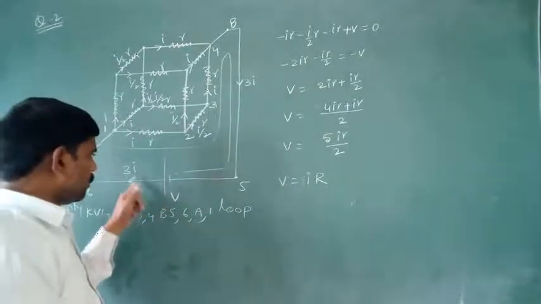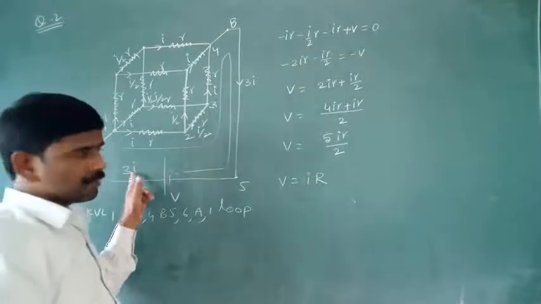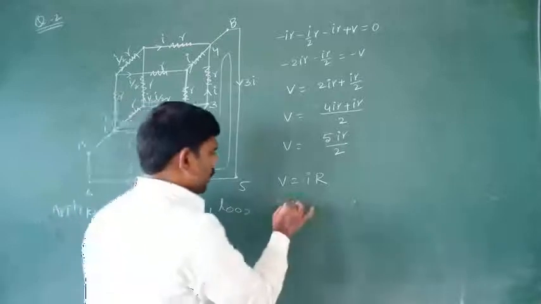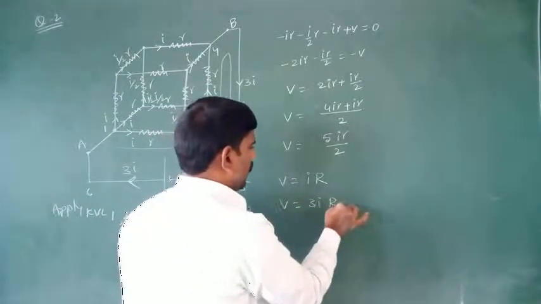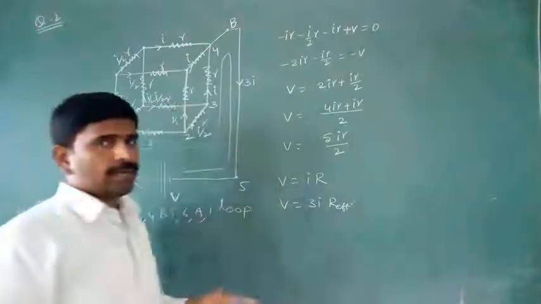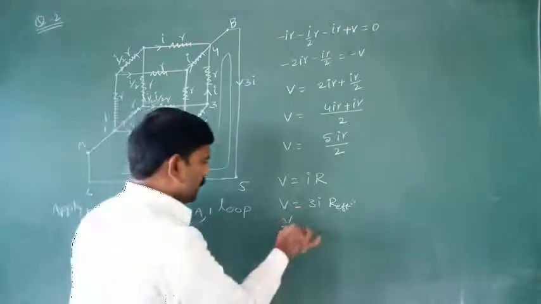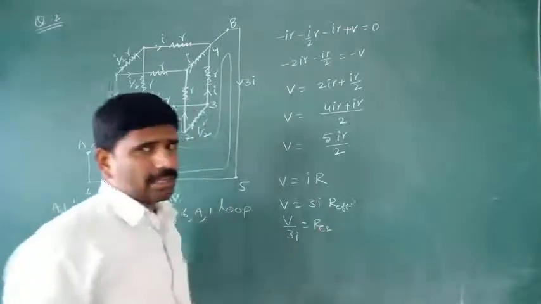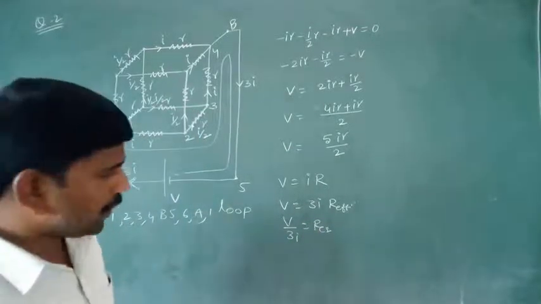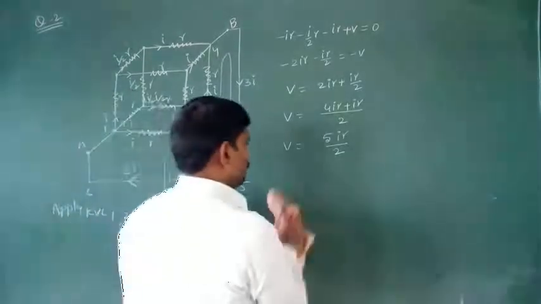Here, current is equal to how much? 3I. Therefore, V is equal to 3 into I into R effective. So V by 3I is equal to R effective or R equivalent.